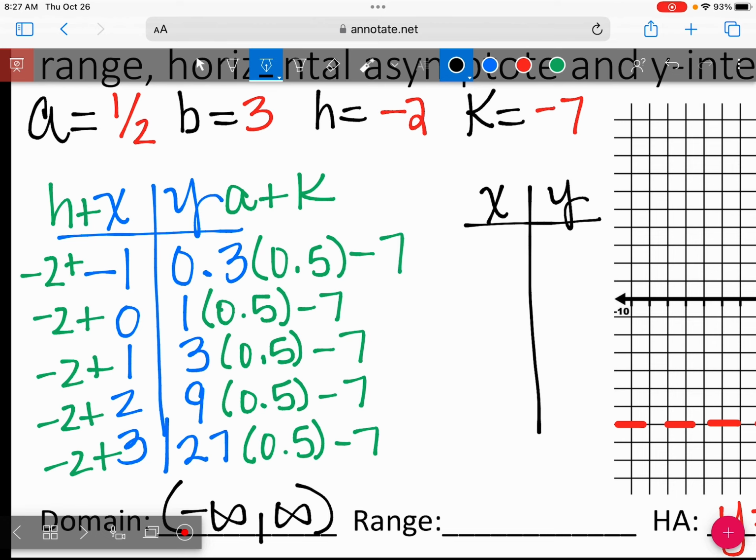And notice when I write the equation for my asymptote, I don't just put -7. I'm writing it as an equation, and that's what you have to do on the test. y equals -7.